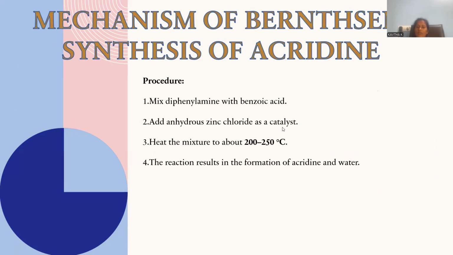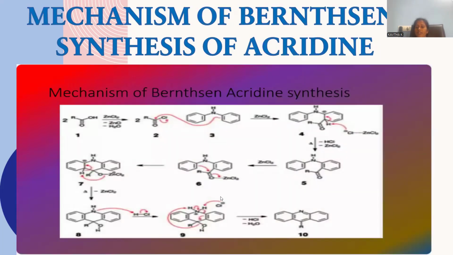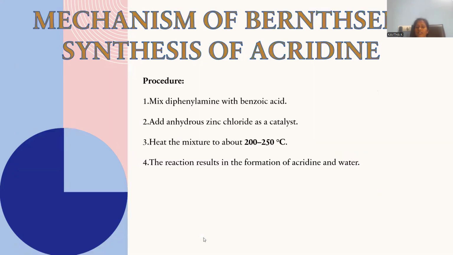Catalytic amount means what? We need not go for the stoichiometric ratio. Quantified addition is not required. Rather, we go with a few drops of zinc chloride. Being a catalyst, it participates in a negligible quantity, but a profound role is played by the catalyst. Heat the mixture to about 200 to 250 degrees centigrade, because the reaction is accompanied by many condensation processes in several steps. That's why the temperature is optimized to the 200 to 250 degrees centigrade range.